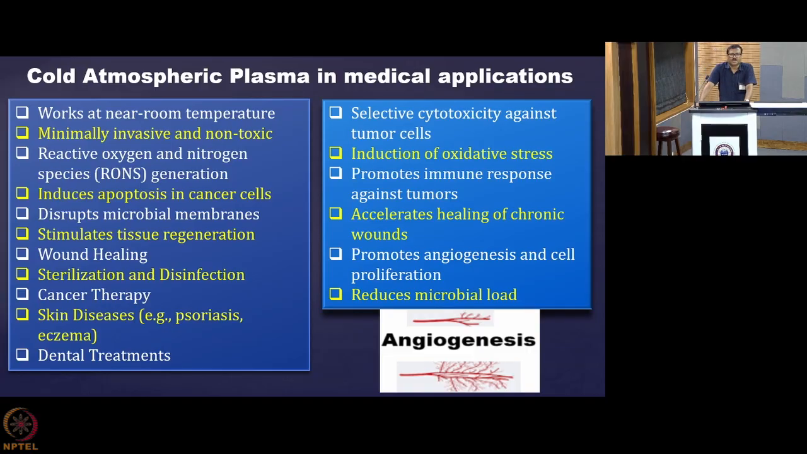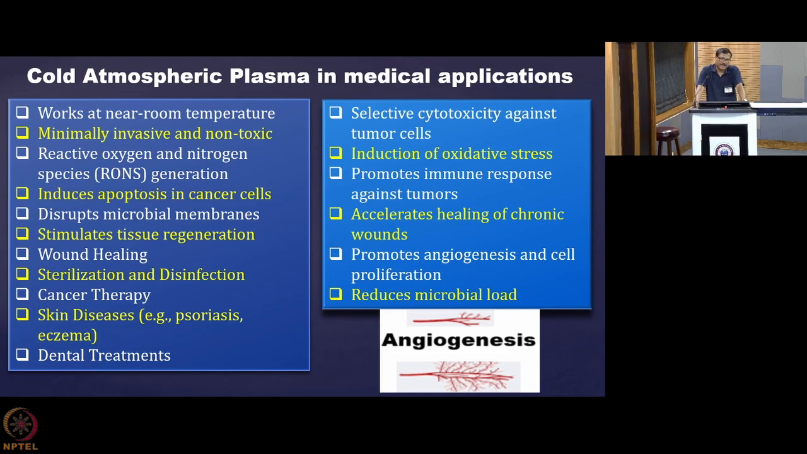So it offers selective cytotoxicity against tumor cells. It kills the cancer cells but doesn't do anything to the healthy cells. The fact is that it induces stress to both the healthy cells and the cancerous cells, but because of the higher metabolic rate in the cancerous cells, they divide very fast. Already the stress level is more in those cells.